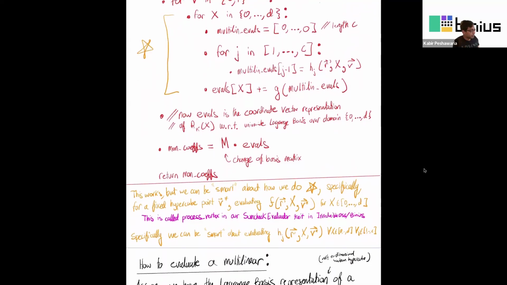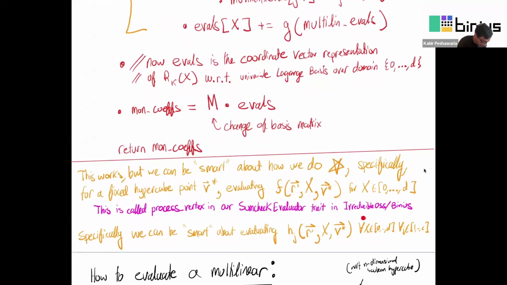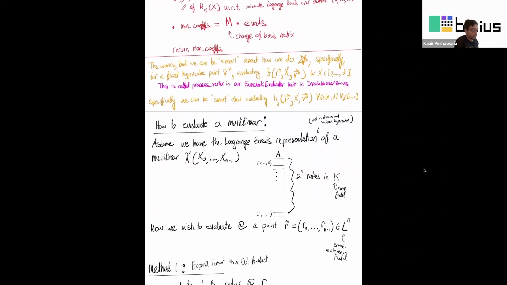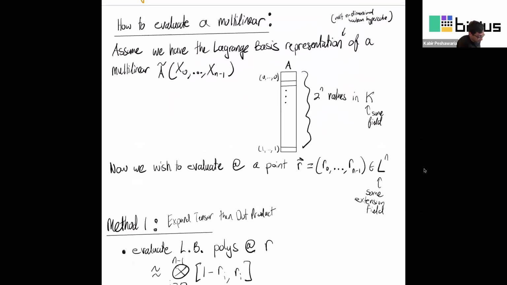So let's talk about how we can be smart about evaluating all the multilinears over all the x's and all the v's. This symbol here, in case you're not familiar with it, stands for all or for each. Okay. How do we evaluate a multilinear? Assume that we have the Lagrange basis representation of a multilinear. In English, assume that we have the 2 to the n hypercube evaluations of a multilinear. This is pretty much always how we represent a multilinear. We want to evaluate it at a point R.